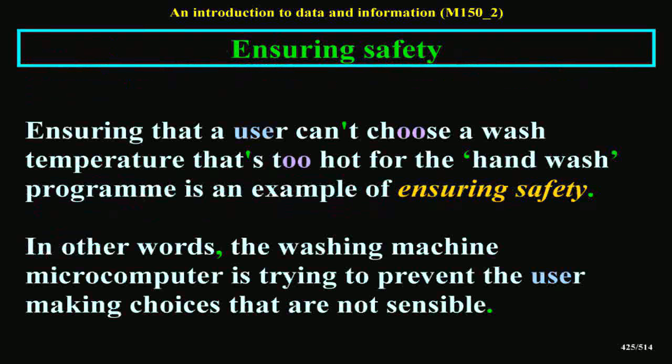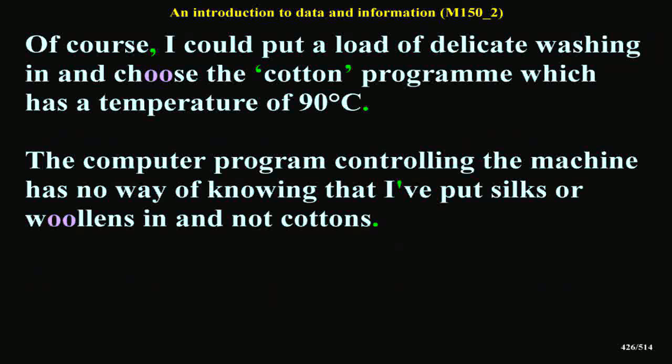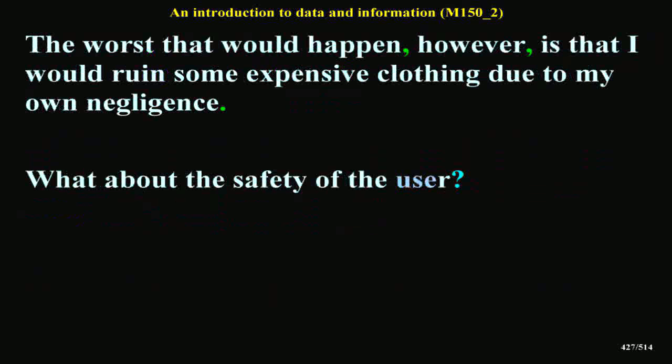Ensuring safety. Ensuring that a user can't choose a wash temperature that's too hot for the hand wash program is an example of ensuring safety. In other words, the washing machine microcomputer is trying to prevent the user making choices that are not sensible. Of course, I could put a load of delicate washing in and choose the cotton program, which has a temperature of 90 C. The computer program controlling the machine has no way of knowing that I've put silks or woolens in and not cottons. The worst that would happen, however, is that I would ruin some expensive clothing due to my own negligence.